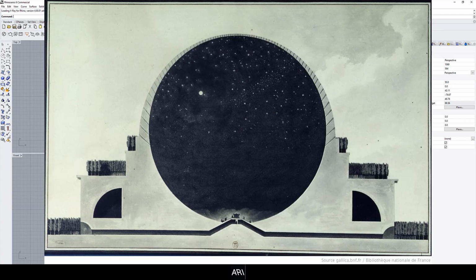And to emphasize this, Boulet positions this at the center of the frame, then uses smaller forms on each side of the dome to draw the direction of the eye to the center of the image. It's a very clever use of order to draw our attention to what matters most in the image.